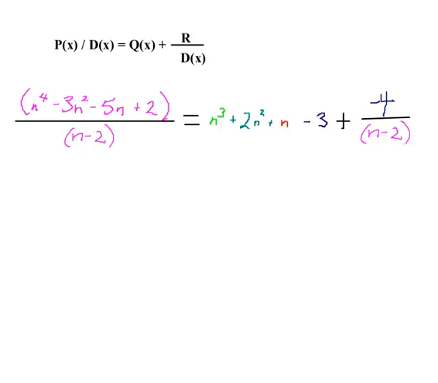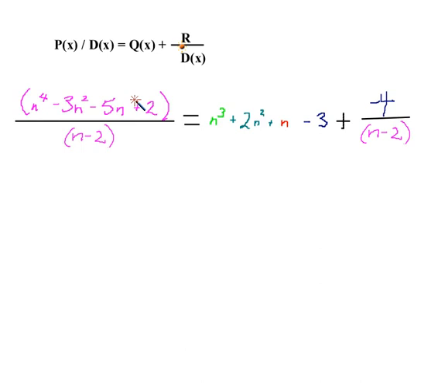Hi again. This recording is going to talk mostly about the division statement, as I've stated at the top of the screen here. The division statement that gives us the polynomial in terms of x divided by the divisor in terms of x is equal to the quotient expressed in terms of x plus the remainder also divided by the divisor as a function of x.